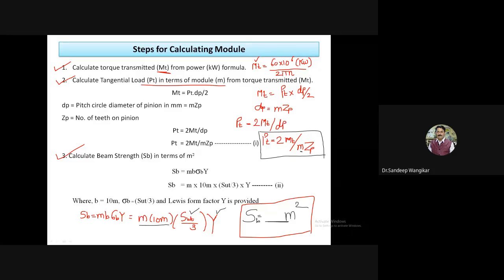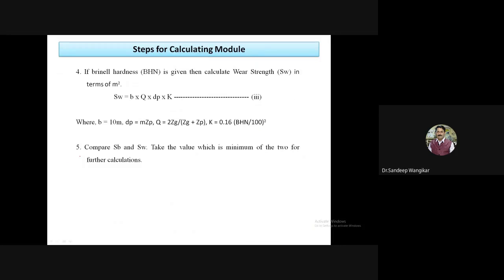Okay, so these are the three steps for calculation of module. Torque calculation, tangential load PT calculation in terms of module, and then beam strength calculation in terms of module. Let us move further. Step number 4, calculation of wear strength in terms of module or module square.